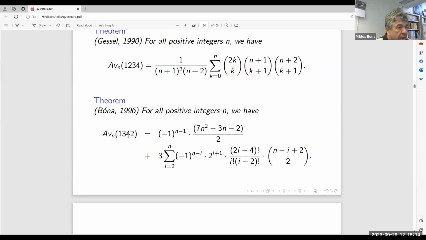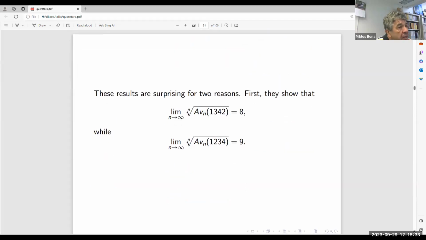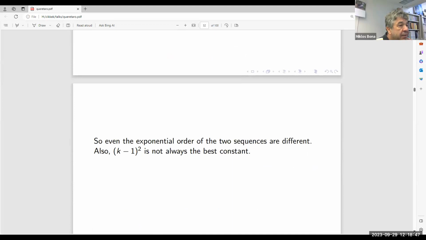Now, there are 2 surprising things about this again. One is that for my pattern, 1342, the exponential order is 8. These numbers grow roughly like 8 to the n, whereas for the monotone pattern, 9 to the n. So not only those 2 sequences are not equal, but they are really not equal, right? The ratio goes to 0 at an exponential speed. Okay, so they are really different. And the second difference is, in particular, (k minus 1) squared is not always the best constant, not for every pattern of length k.